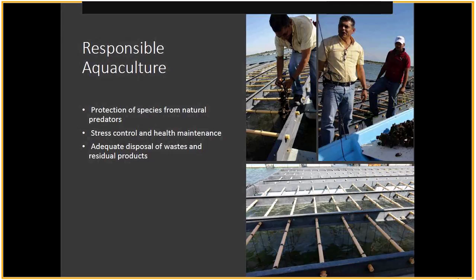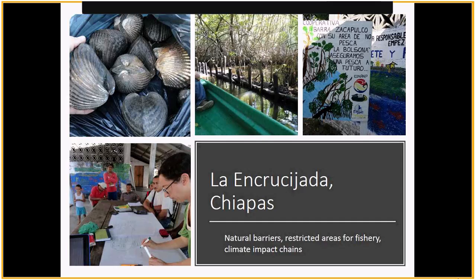There's another image on aquaculture, protection of species from natural predators. We also have stress control and health maintenance and adequate disposal of wastes and residual products on those coastlines. And then in the next slide, it's in Chiapas, the southern part of Mexico. It's a very jungle, sylvatic zone, and we have also natural barrier restricted areas for fishes and the elaboration of climate change impact assessments with the communities. So it's very important to assess vulnerability. And then we have another image on the next slide.